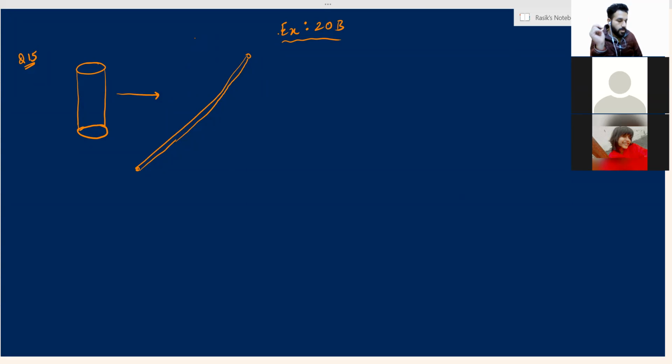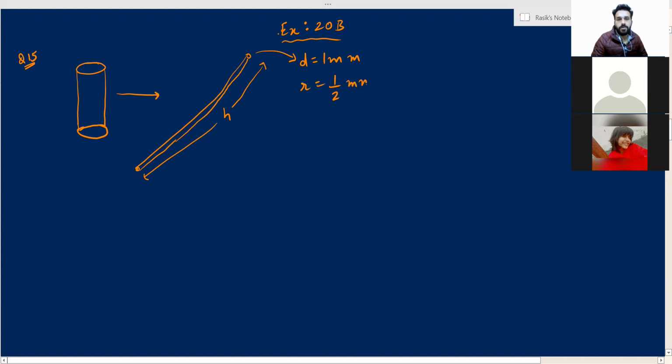So what will be the length of the wire? You have to tell this. Let the length of the wire be h. What is the diameter of this wire given? The diameter of the wire is 1 millimeter. Can we say the radius is 1 upon 2 millimeter? It gives you 0.5 millimeter. You can also write 1 upon 2 millimeter.